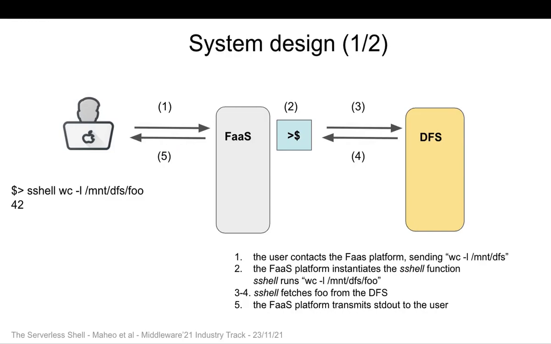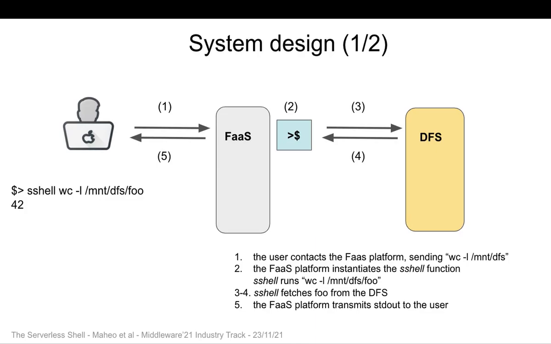Now let's have a look at the system design with a very simple example. Let's consider the end user working on his laptop. He just wants to display the number of lines of a given file named foo. If he wants to execute this command on the remote platform, he will prefix it with shell. On the first step, the user contacts the FaST platform and transmits his shell command.